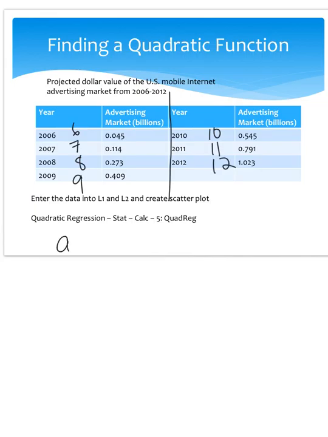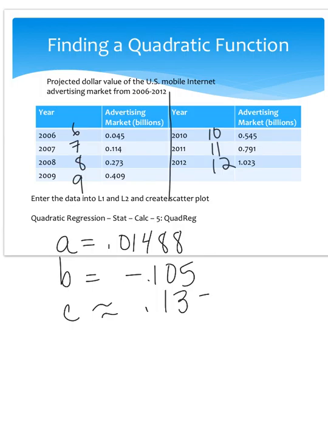So you should have gotten that A is 0.01488 approximately, B is negative 0.105, and C is about 0.13726. And you'll plug that into ax squared plus bx plus c to get your model.